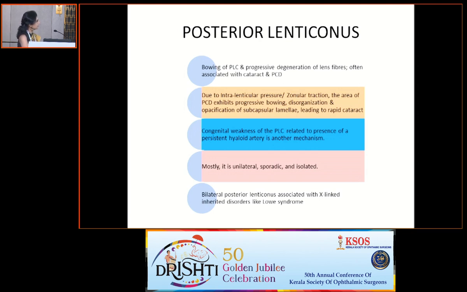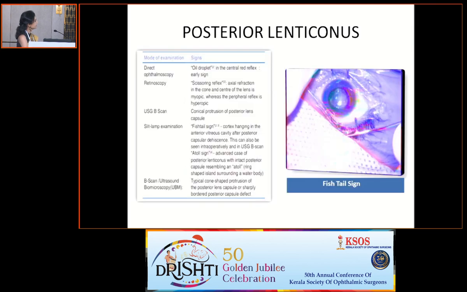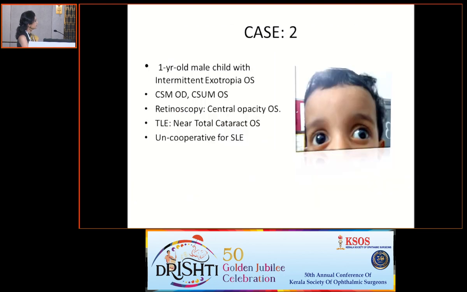So posterior lenticonus is often associated with cataract and posterior capsular deficiency. And another important sign which you may find is the fishtail sign, which you can appreciate on moving the eye, showing the prolapsed cortex into the vitreous cavity.